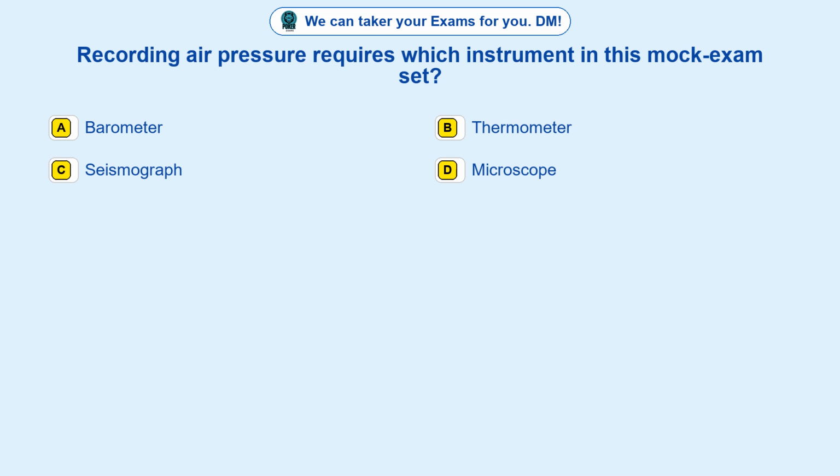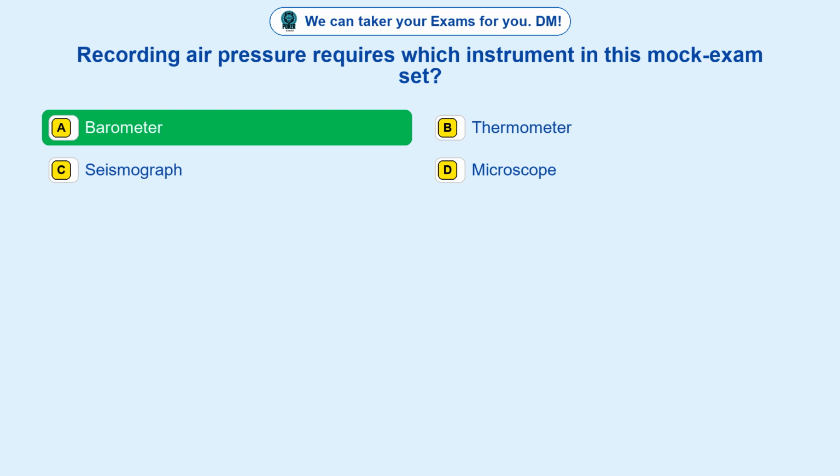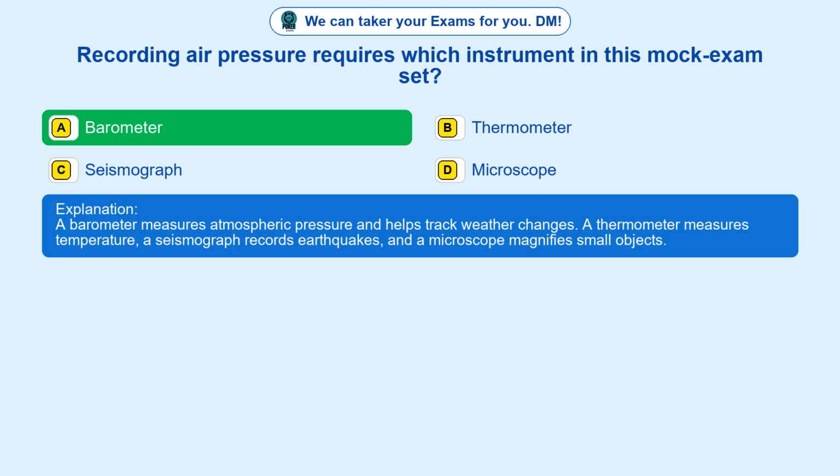Question 100. Recording air pressure requires which instrument in this mock exam set? Option A, barometer. Option B, thermometer. Option C, seismograph. Option D, microscope. The correct answer is option A, barometer. A barometer measures atmospheric pressure and helps track weather changes. A thermometer measures temperature, a seismograph records earthquakes, and a microscope magnifies small objects.